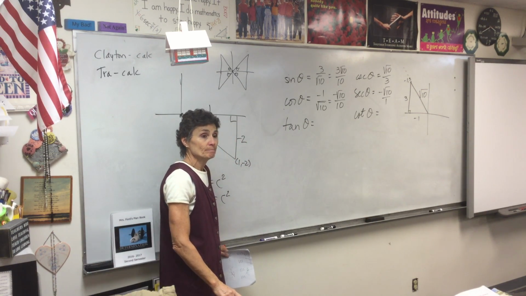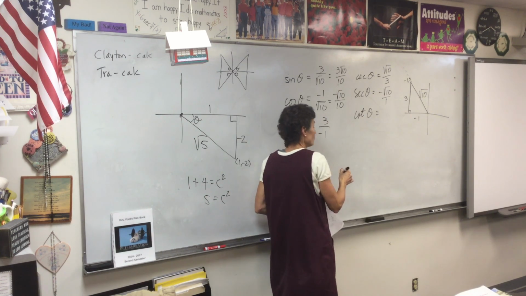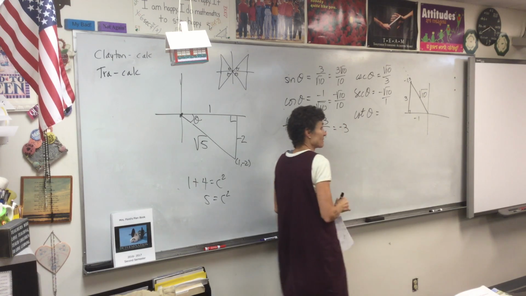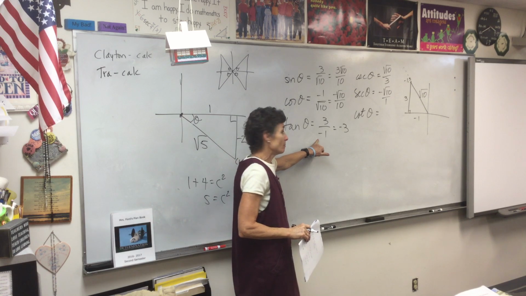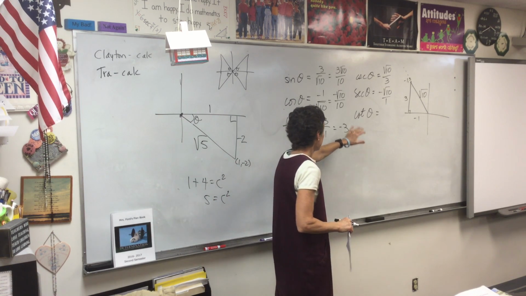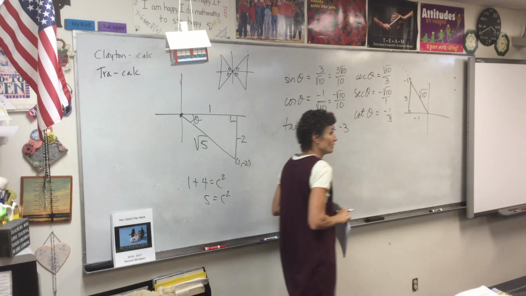What's my tangent? Negative 3. It's 3 over negative 1, which if you want to write that as negative 3, that's absolutely fine. I don't have a problem with 3 over negative 1, but it is negative 3. And that means my cotangent then is negative 1 over 3.